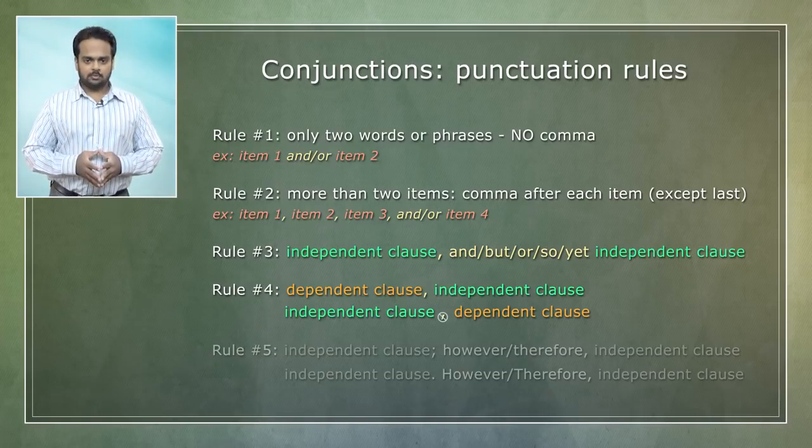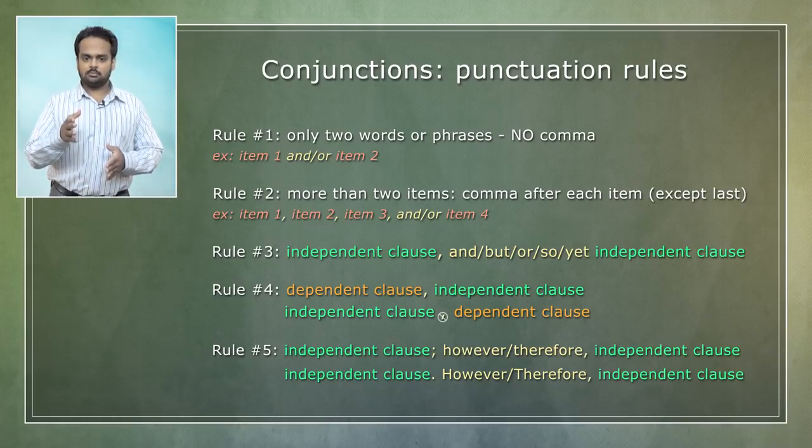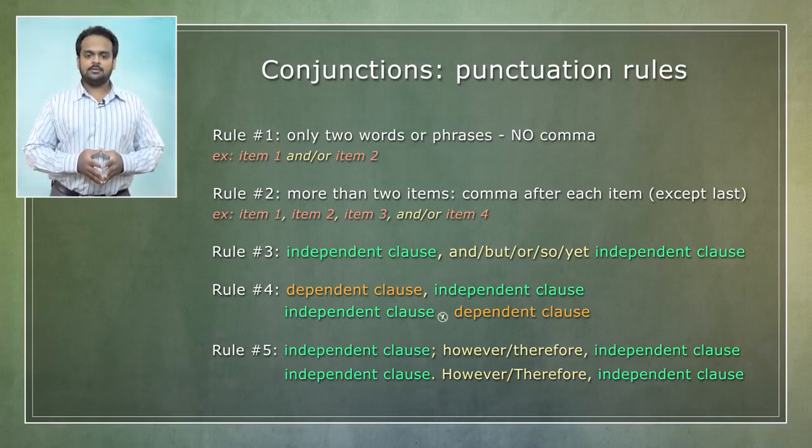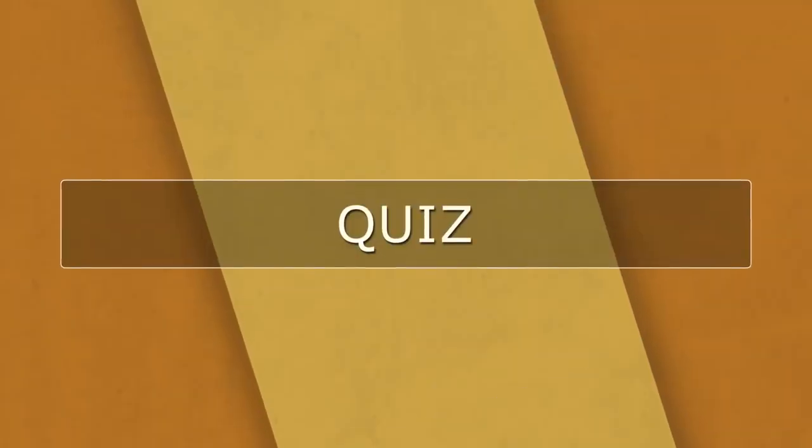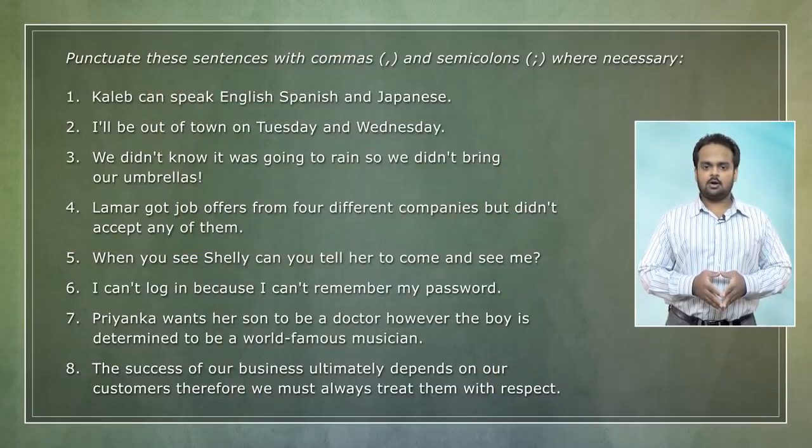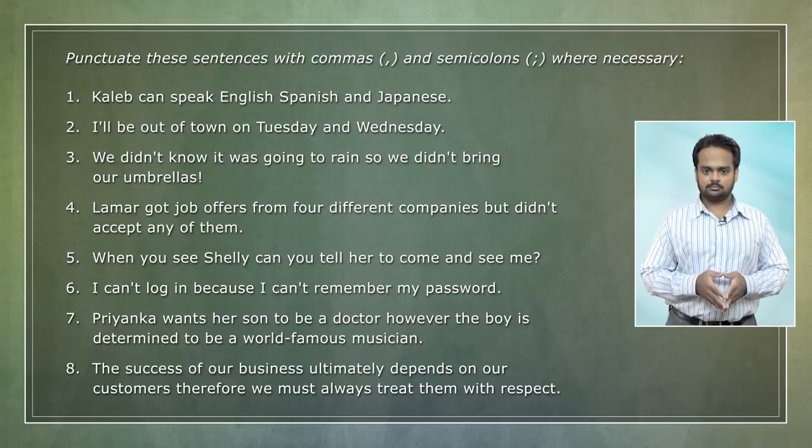And finally, rule number 5. When using conjunctive adverbs, either put a semicolon before and a comma after the adverb, or a period before and a comma after. All right, now it's time for the test. On the screen, there are 8 sentences, and I want you to punctuate them with commas and semicolons where necessary. Stop the video if you want, think about your answers, then play the video again and check.